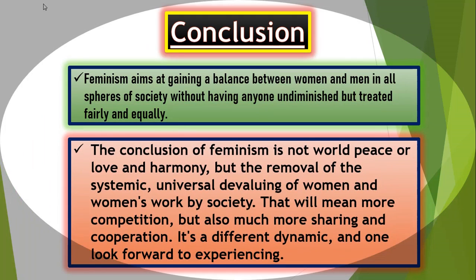Now I am concluding my presentation. Feminism aims at gaining a balance between women and men in all spheres of society, without having anyone diminished but treated fairly and equally. So the conclusion of feminism is when women are valued for themselves as men are.